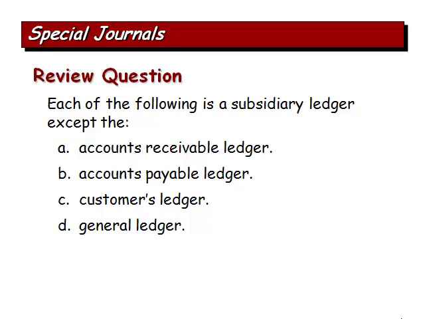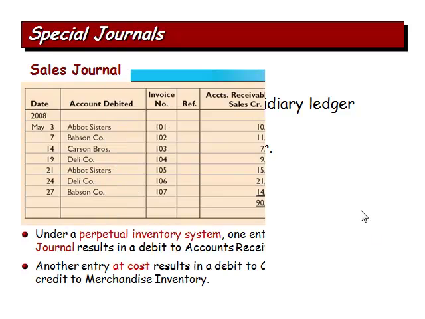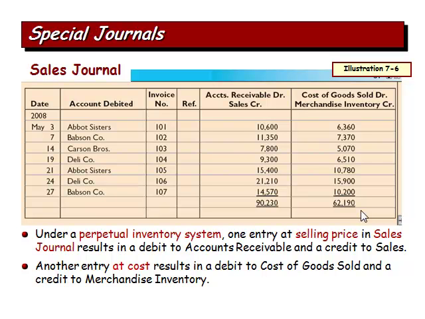So quick review here: each of the following is a subsidiary ledger except, and that would be D, the general ledger. It is not a subsidiary, it is the general. Special journal, sales journal.